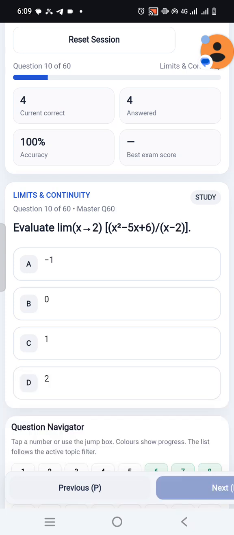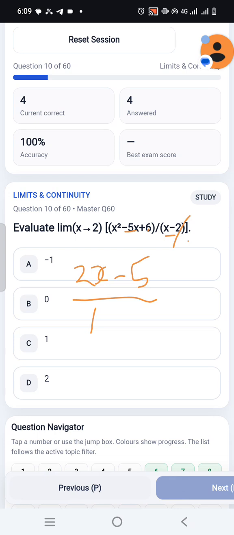This one, I will still apply L'Hopital's rule because the numerator and denominator are 0 at 2. If you do 2 squared, 4, minus 5 times 2, that is 10, plus 6. Of course, 4 plus 6 will give me 10. 10 minus 10, 0. 2 minus 2 in the denominator is 0. So I can apply my L'Hopital's rule. So when I differentiate x squared, I will get 2x. When I differentiate minus 5x, I'm going to get minus 5. And in the numerator, this 6 is gone. The denominator, when I differentiate x, I'll get 1.